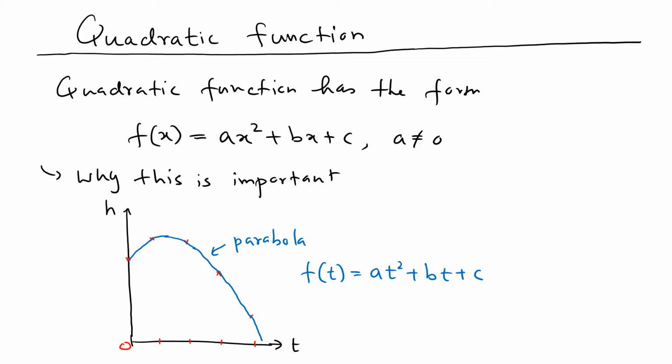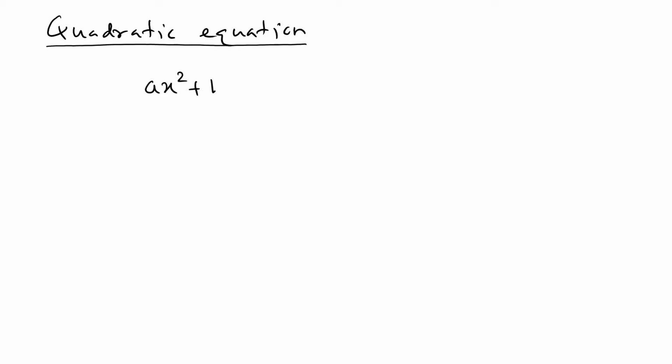Before that, let's recall some of the things that we learned in the previous video, about the quadratic equation. What's the quadratic equation? If you set the quadratic function equal to 0, again a not equal to 0, this is what we call the quadratic equation, because it's an equation. And then the question is how to solve it.